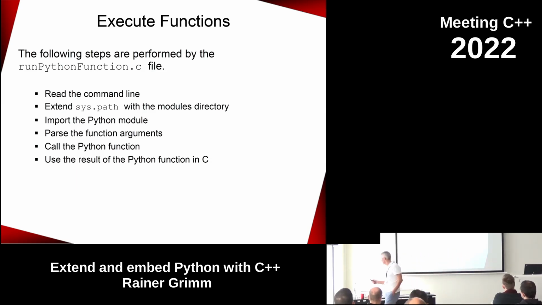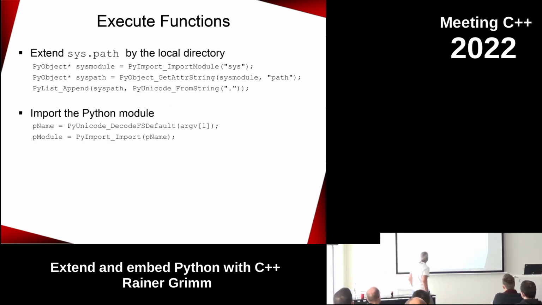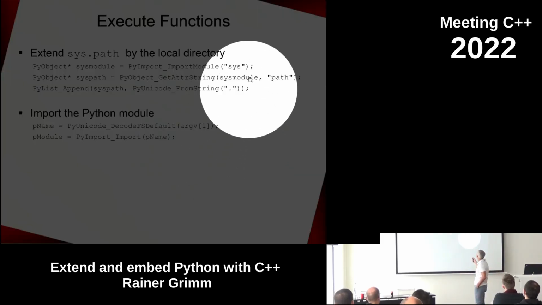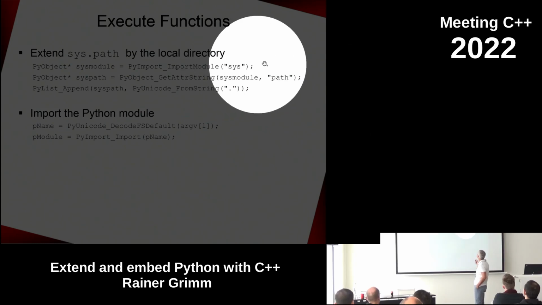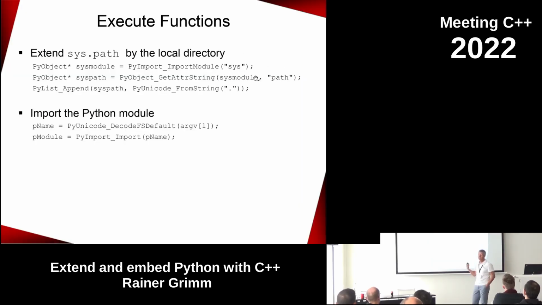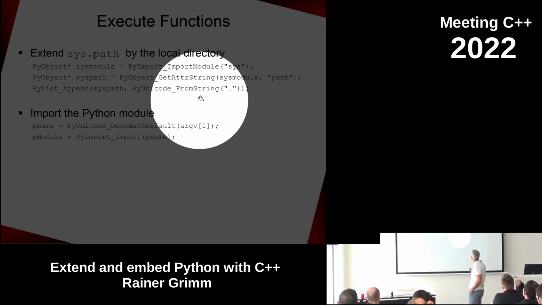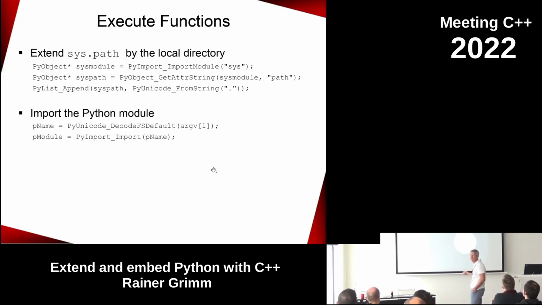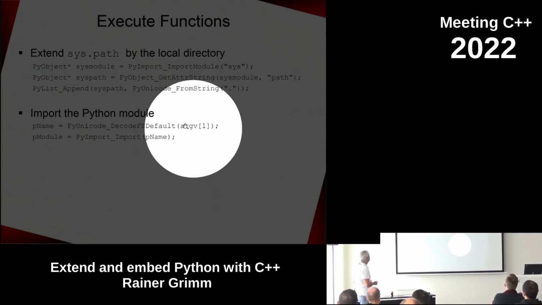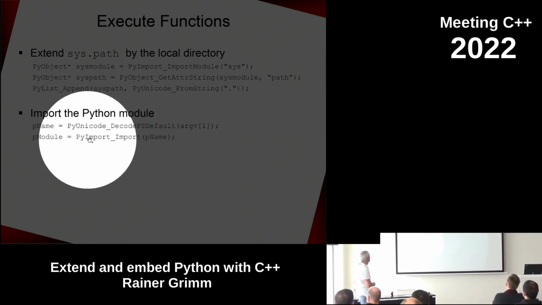And here are more details. You see all Py. First, I import the sys module, because sys has the attribute path, which gives you access to the module search path. Then I extend this path with my local directory. You see the point here, which should be part of this path, but in my case it was not. I don't know why. Then you have to import the Python module. You see, argv 1, and here you import it, PyImport_Import.